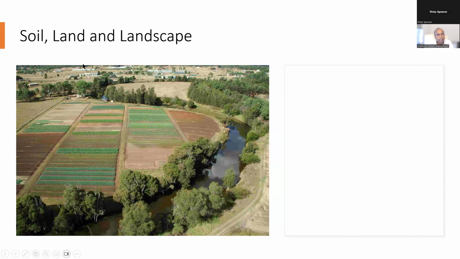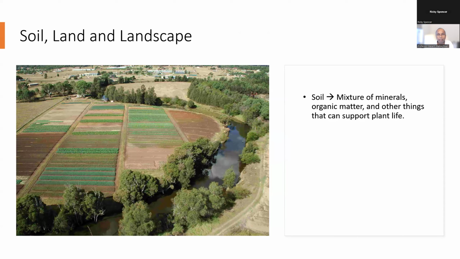So let's understand the three terms: soil, land, and landscape. Soil is basically a mixture of minerals, organic matter, and other things that can support plant life. So soil has sand, silt, and clay. These are the main particles. And then there is always some organic matter, and that makes up the soil. And the proportion of these three main elements, sand, silt, and clay, determines the texture of soil.